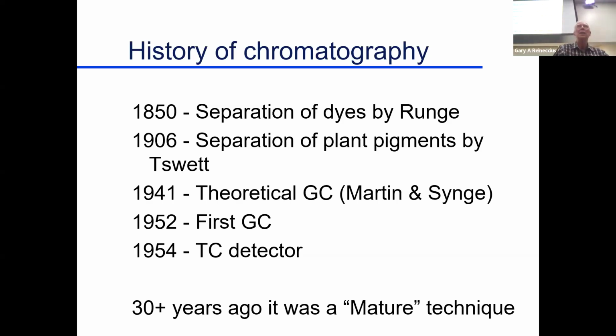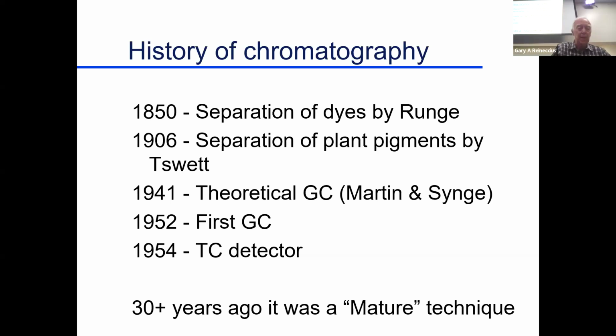Chromatography as an umbrella was invented or discovered, however you want to look at it, about 1850. That first person ran and looked at the separation of dyes, colored dyes, using a chromatographic method. In 1906, it found its way into plants and potentially foods: separation of plant pigments, so colorants in plants.